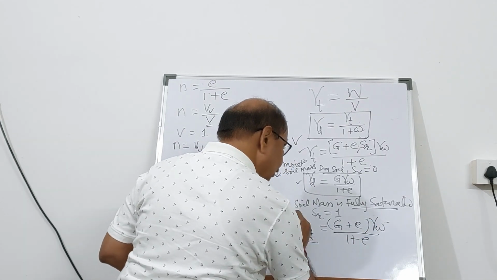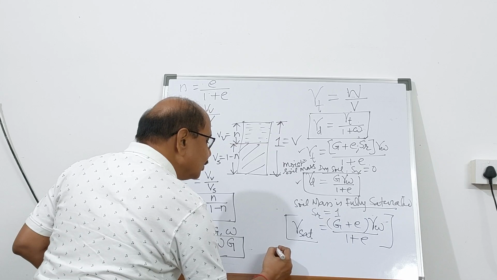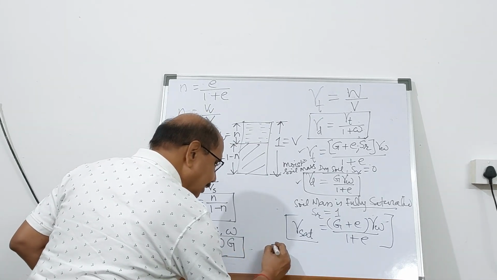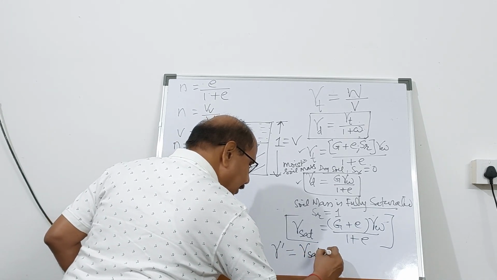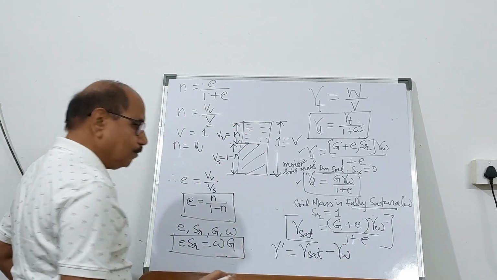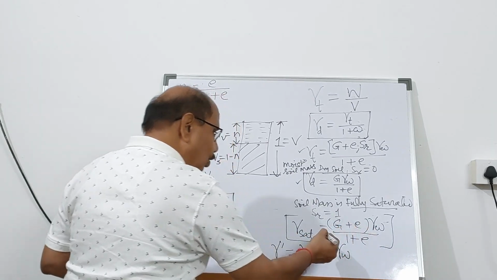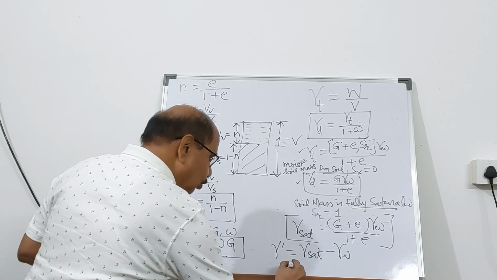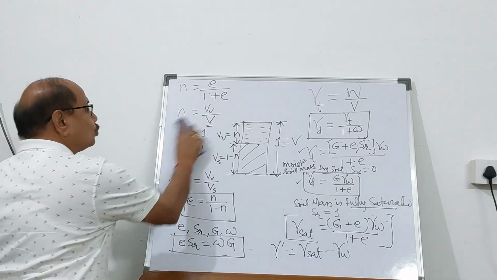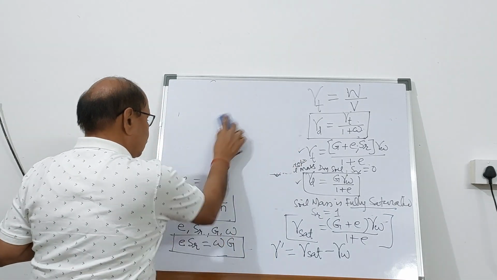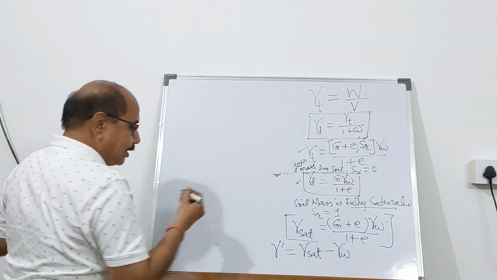There is another important relationship. Similarly, if you want to find out the submerged unit weight, the submerged unit weight is gamma prime, and that's written as gamma saturated minus gamma w. Naturally, gamma saturated you already know, and gamma w you know, so then you will be able to calculate the value of gamma prime. So gamma prime can be calculated. So these are very, very important relationships.